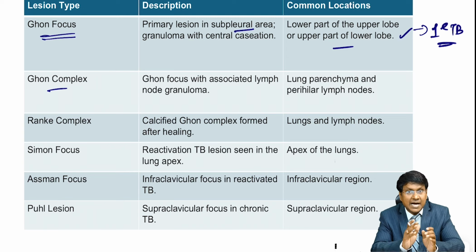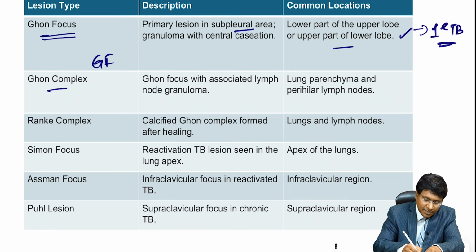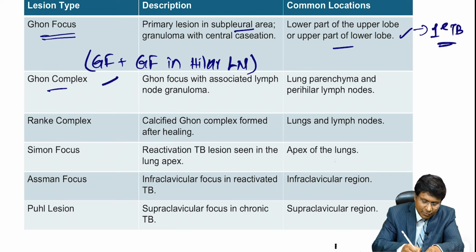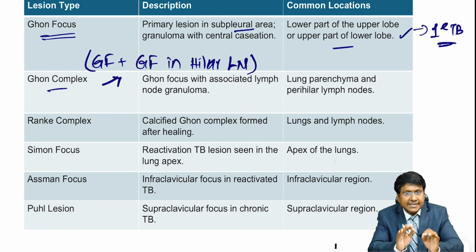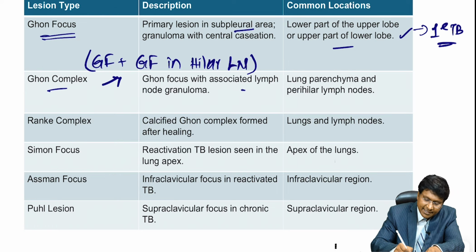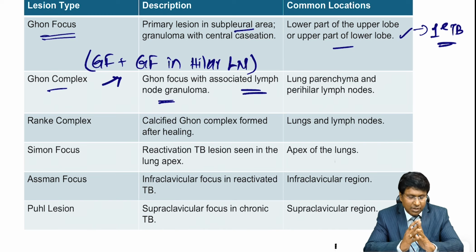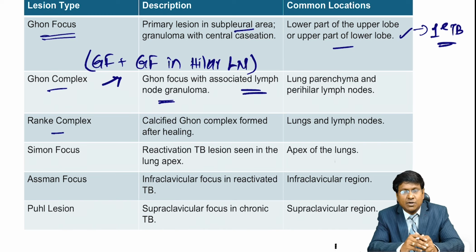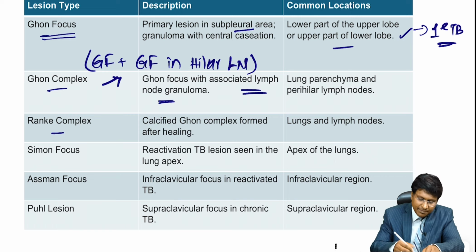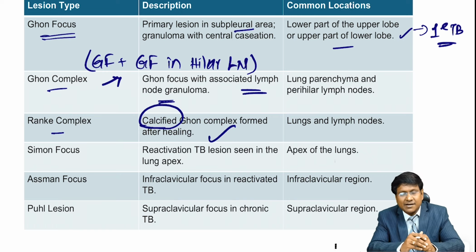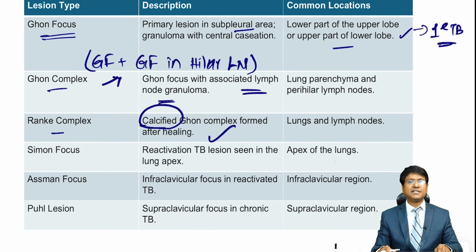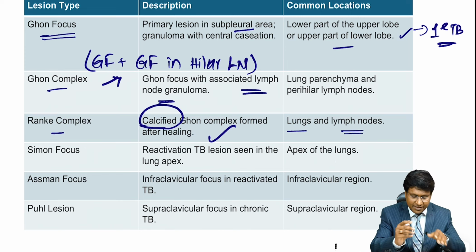Then you take Ghon's complex. Along with Ghon's focus, if you see the same focus in the hilar lymph nodes, that we call Ghon's complex. So in Ghon's complex, you have an associated lymph node granuloma. Then followed by Ranke's complex. Ranke's complex is the Ghon's complex when it is calcified. And where will this Ranke's complex be present? Either in the lungs or within the lymph node.